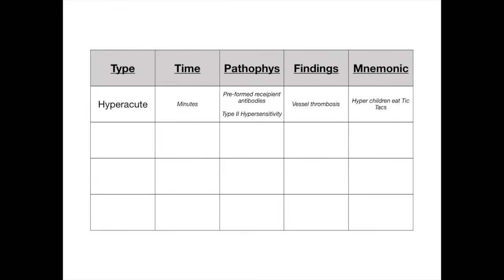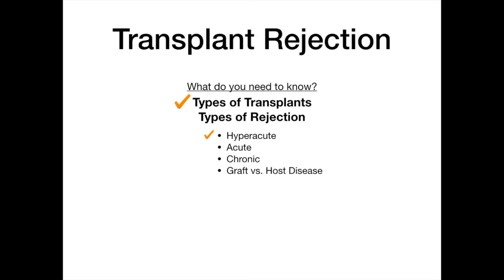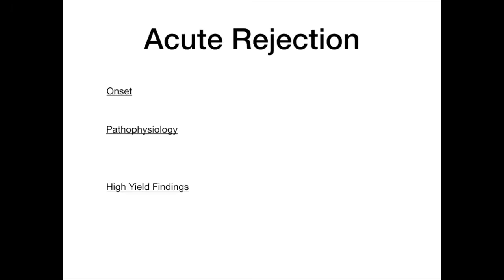So if we fill in our chart as we go, we're talking about hyperacute transplant rejection. This happens fast, right? Because hyper children. Pathophysiology is preformed recipient antibodies in a type 2 hypersensitivity reaction. Our findings are vessel thrombosis, and our mnemonic is hyper children eat Tic Tacs. So if you remember the one sentence, you can fill in the rest of the information. This will make more sense as we complete the story, but let's keep going. The next type of transplant rejection is acute rejection.